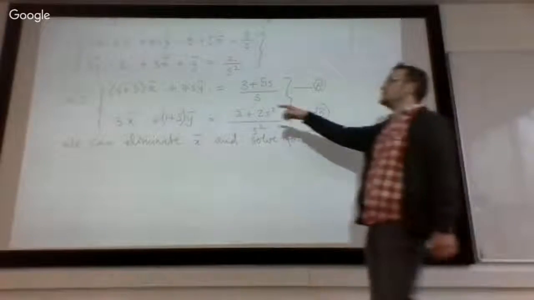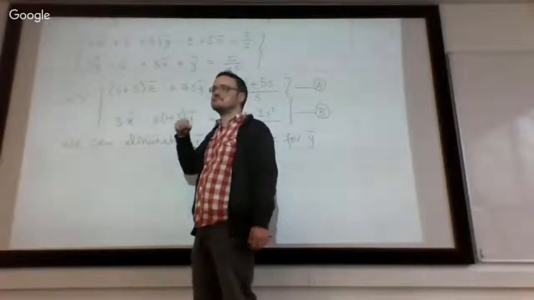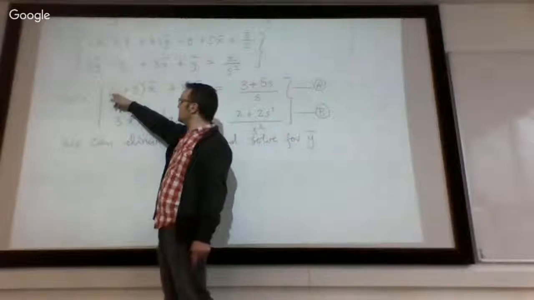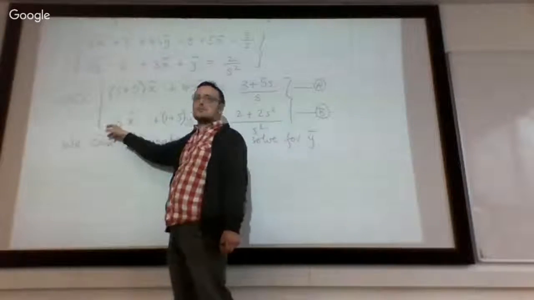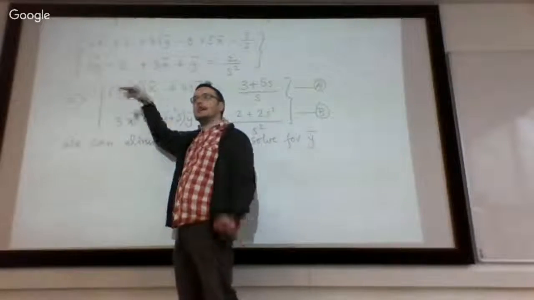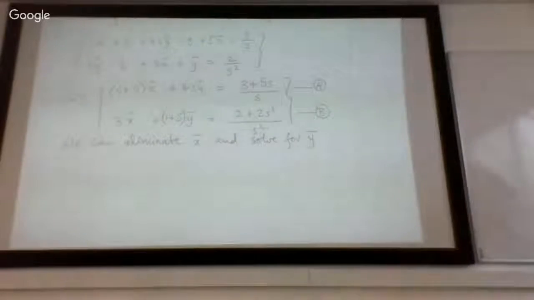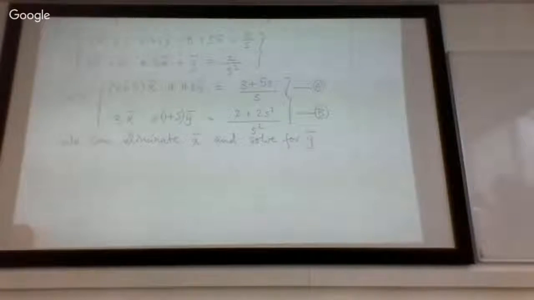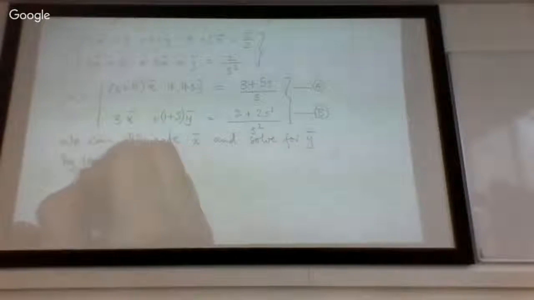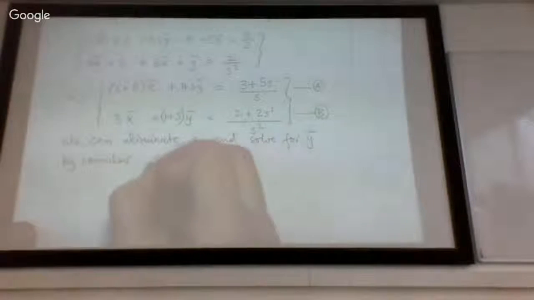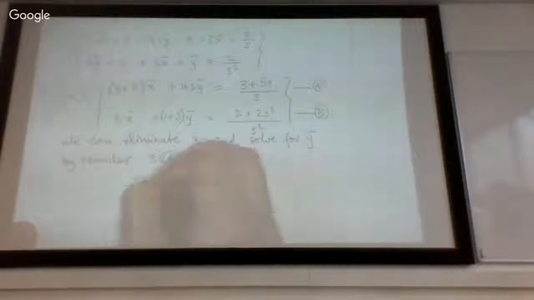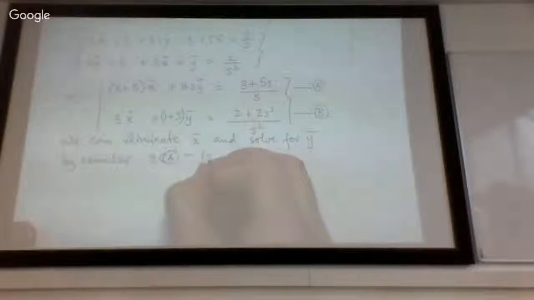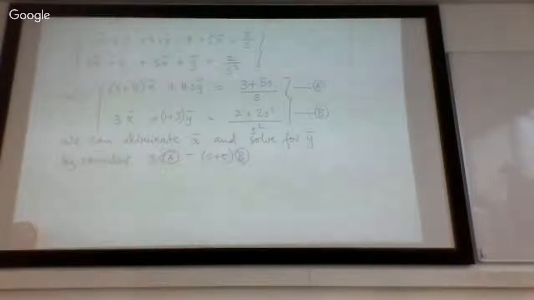Now, the coefficients are not the same, so we have to make them the same. Okay? So we'll need to multiply the first equation by 3 and multiply the second equation by s plus 5. And then the x bars appearing in those will have the same coefficient. So we'll consider the equation 3 times A minus s plus 5 times B. That make sense? 3 times A minus s plus 5 times B.